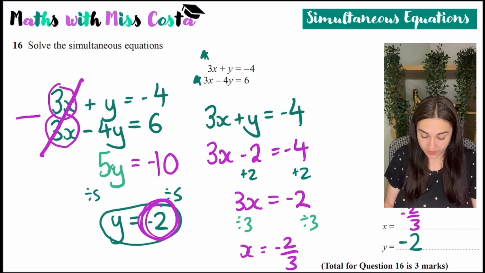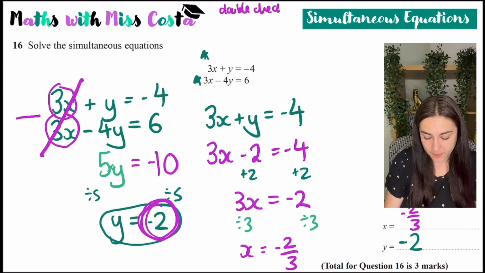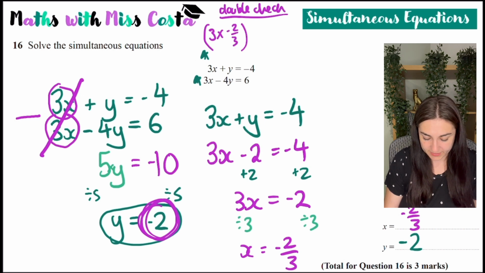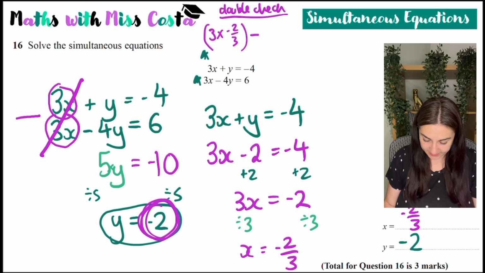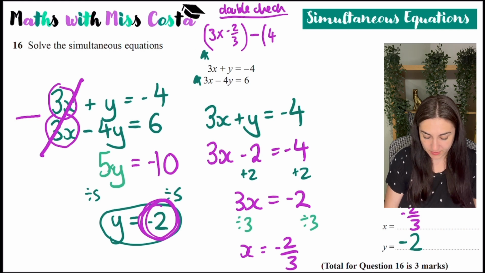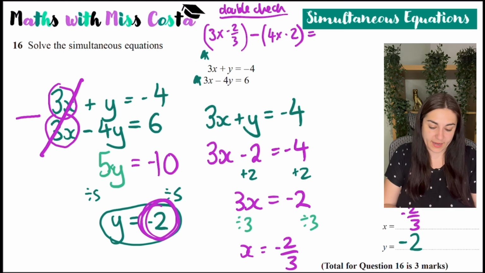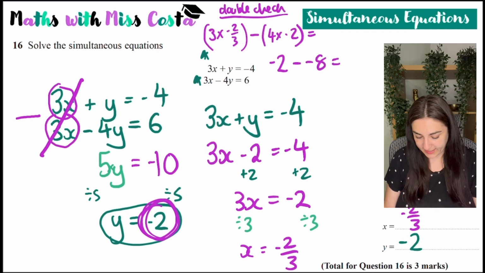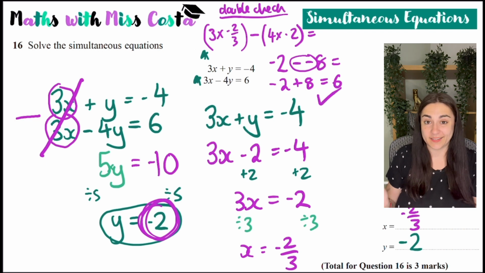And to double check if that works, we can check it in the other equation. So 3 times minus 2/3, minus, and y is minus 2. So minus 4 times minus 2 should give me 6. Let's double check. We've got our calculator. So 3 times minus 2/3 equals minus 2. And then 4 times minus 2 is minus 8. Remember, when two negatives are next to each other, it's the same as adding. So minus 2 plus 8 equals 6. So using the double check, I know.